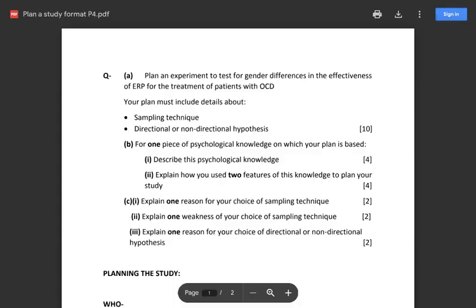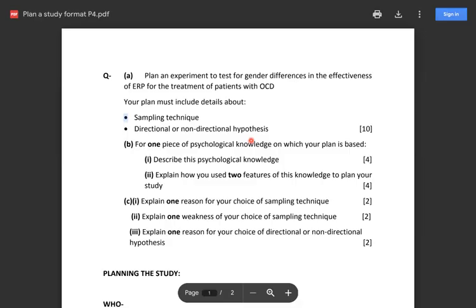So let's take a look at what it's asking. It says plan an experiment to test for gender differences in the effectiveness of ERP for the treatment of patients with OCD. Now, a question like this in A2, they always tell you two things that you must include in your answer. Okay. So, for example, over here, it says your plan must include details about sampling technique, directional or non-directional hypothesis. So these are two things you have to include in your answer, right?